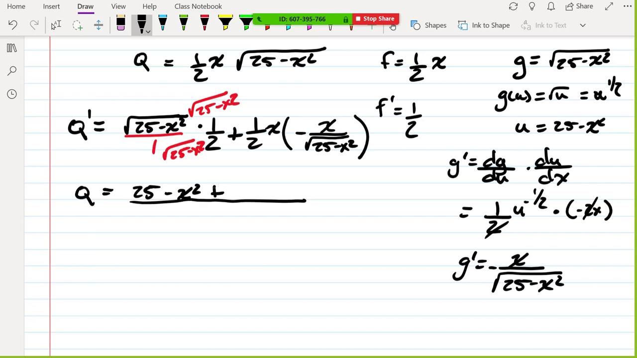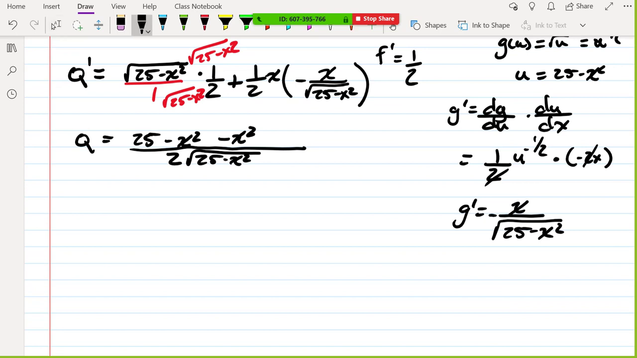And then plus, here we're going to have x times negative x, so instead of plus, it's actually going to be negative, so we get negative x squared. And then all over our denominator, 2 times the square root of 25 minus x squared. So collecting up our like terms, we get 25 minus 2x squared all over 2 times the square root of 25 minus x squared. So now we need to find our critical numbers.